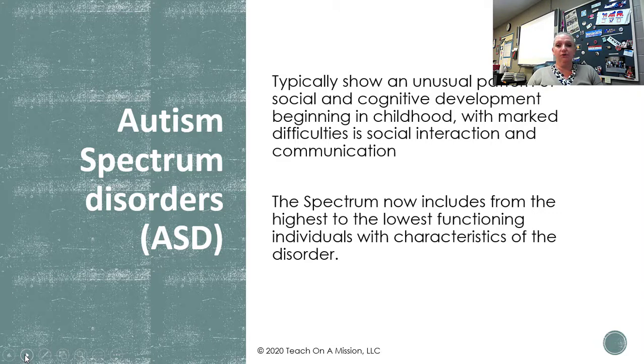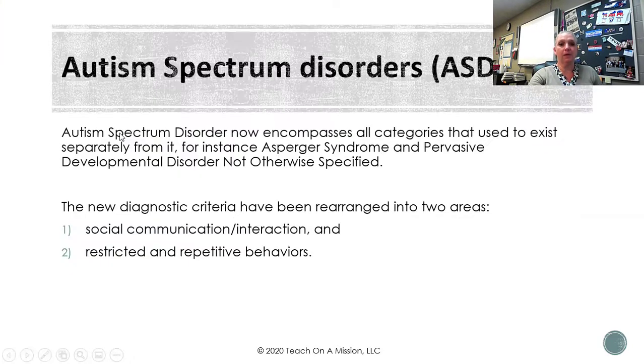The spectrum now includes the highest to the lowest functioning individuals with characteristics of the disorder. With the DSM-5, this has expanded to include Asperger's. Typically Asperger's was separate, but now we have expanded it. The spectrum is now bigger, and autism spectrum disorder now encompasses all categories that used to exist separately from it, for instance, Asperger's syndrome and pervasive developmental disorder not otherwise specified.